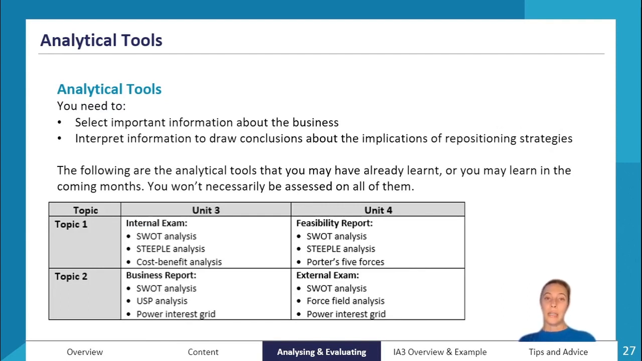So, something that you'll need throughout business in every unit is your analytical tools. You need to be able to select important information about the business that you are focusing on in the assignment or exam that you have. And then you need to interpret that information to draw those conclusions about the implications of repositioning strategies in this case. In other units, you'll be focusing on other things with that interpretation aspect. And in this case, though, you're looking at the implications of repositioning strategies.